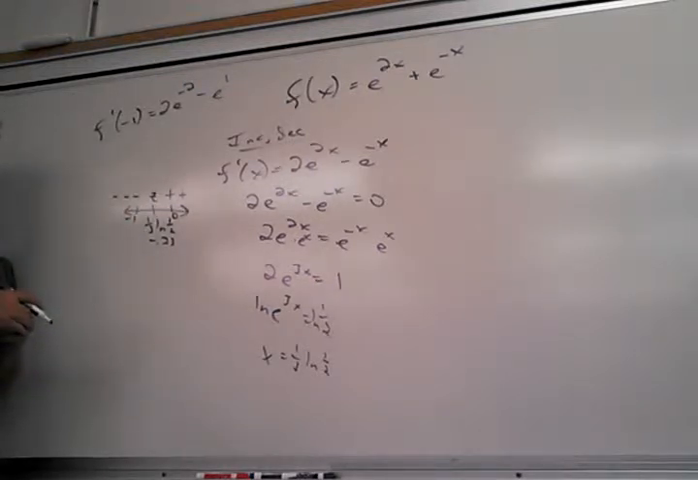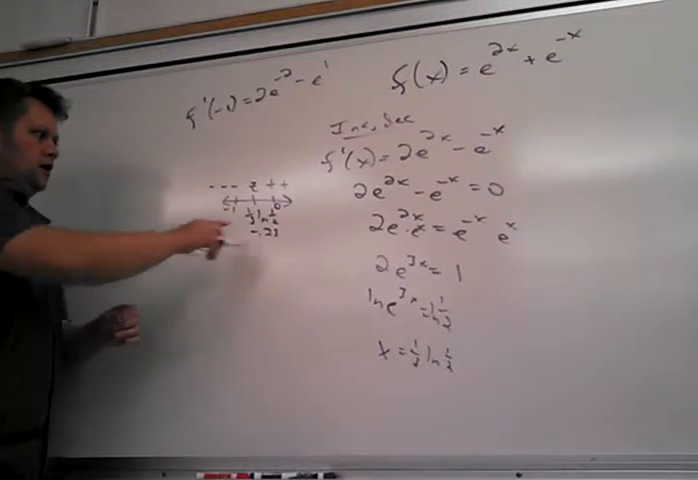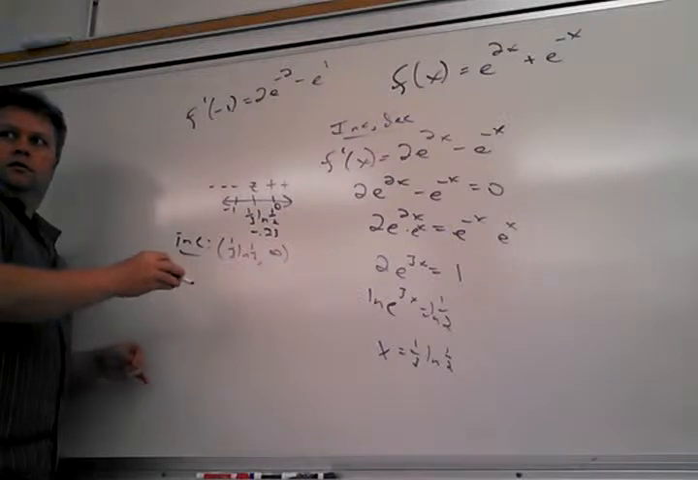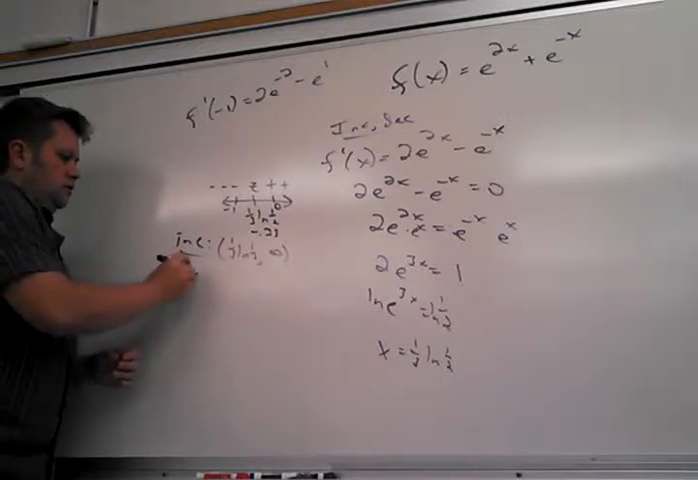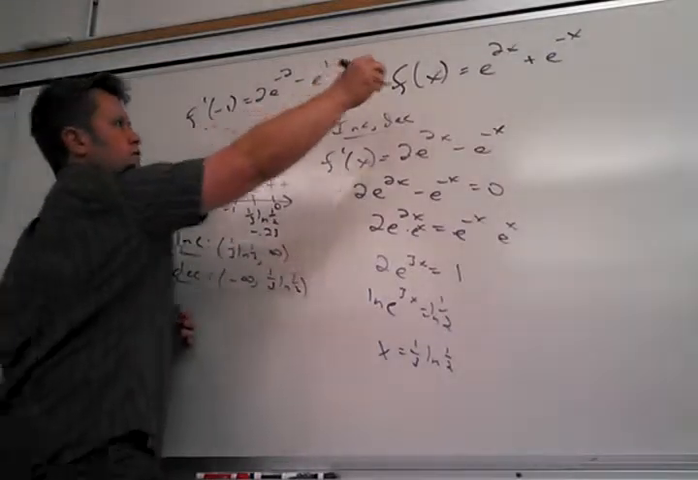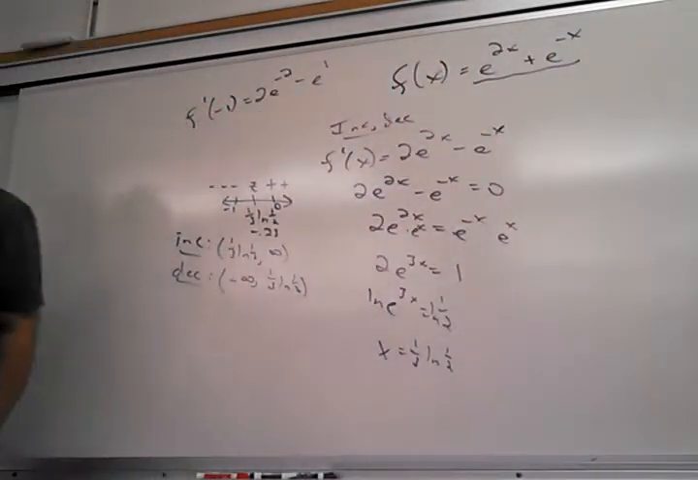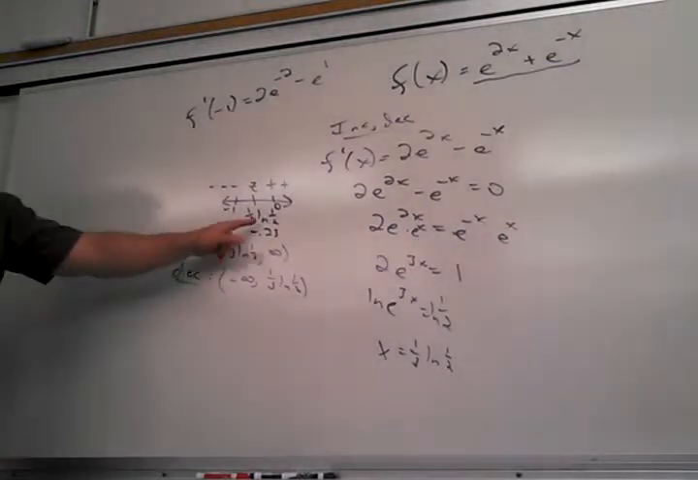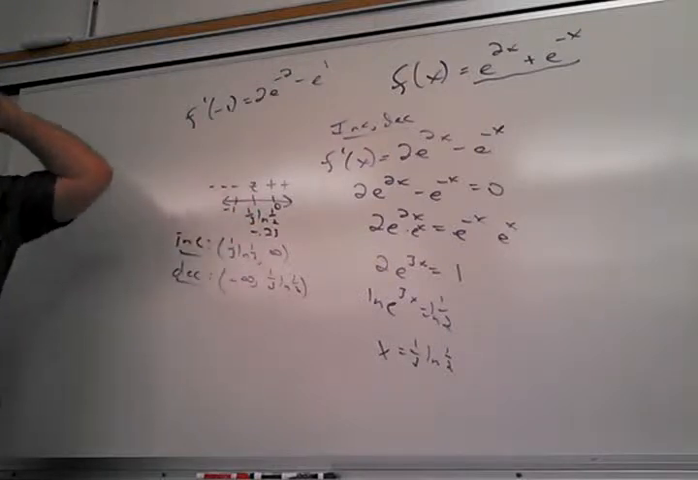Cool. So where is it increasing? From 1/3 ln 1/2 to infinity. And then it's decreasing from negative infinity to that number. Exactly. Correct terminology. Because, of course, from the beginning, what was my domain for this function? What's the domain of e to the power? All real numbers. I can take all real numbers in, no problem. So it's increasing above that, decreasing below that.